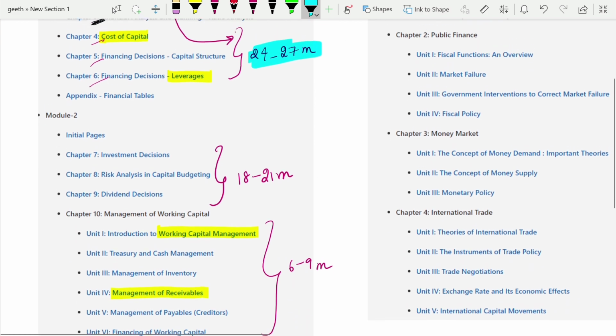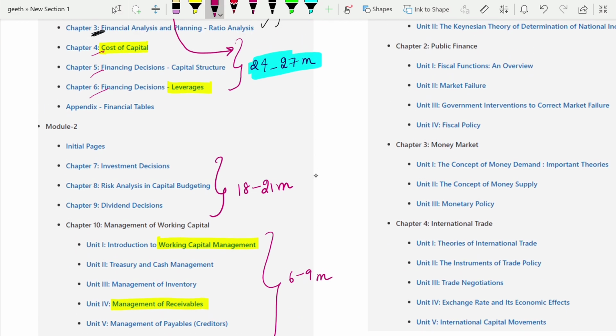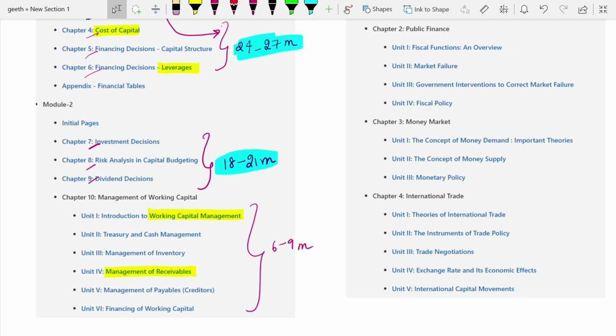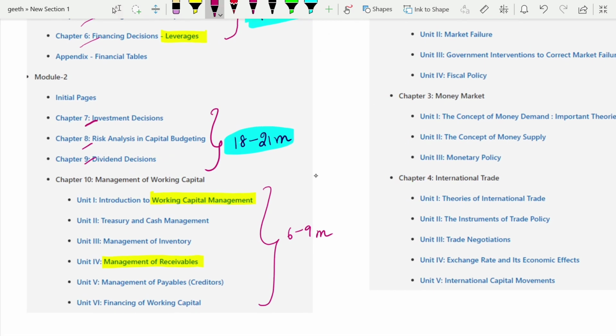Next you have chapter numbers 7, 8 and 9, which are going to come for 18 to 21 marks in your exam. All these 3 are practical chapters. And then you have chapter number 10, which is the management of working capital.